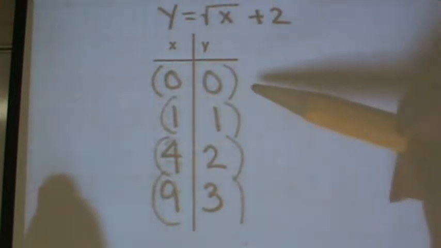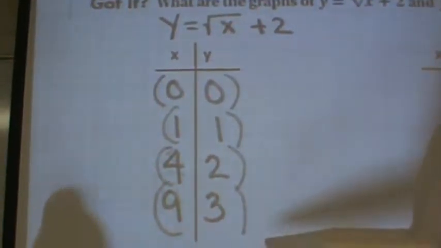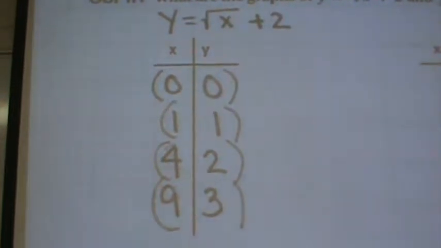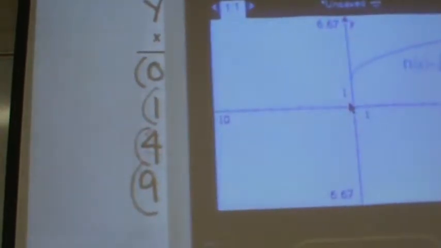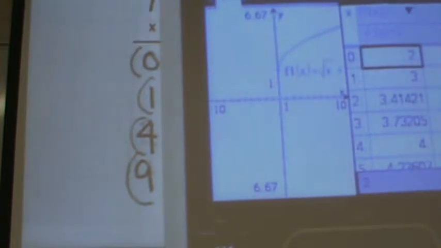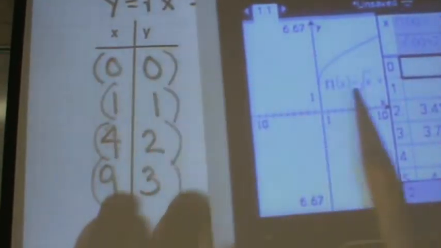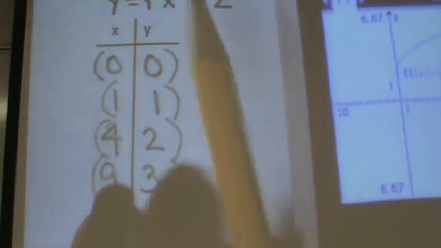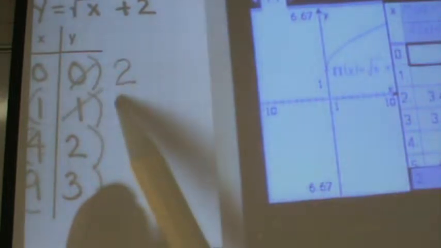Okay, we're going to look at, this is the parent function. In the table, here's the graph of it. And then Control T. Now let's look at these points. Instead of 0, 0, it's 0, 2. Instead of 1, 1, it's 1 what? 3.